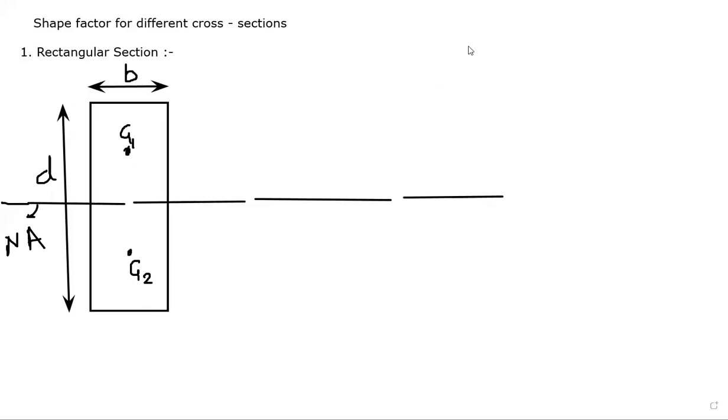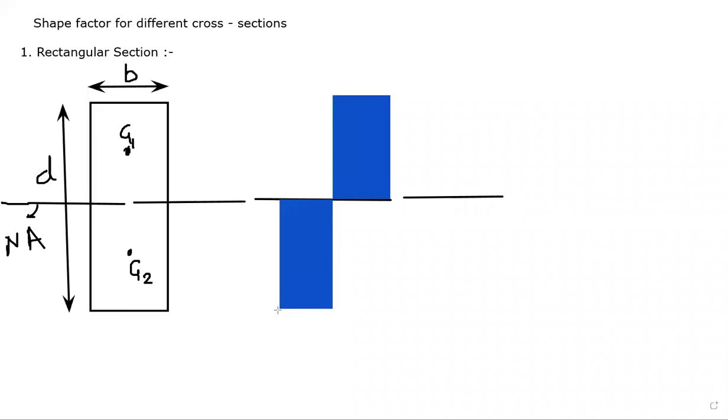Now I will draw the plastic section. It is a must. Whenever you are analyzing the section by using the plastic theory, always you have to draw the plastic section. Don't forget. This is your G1, again same point, G1. Then this is again G2. Everything you have to show in that particular diagram.